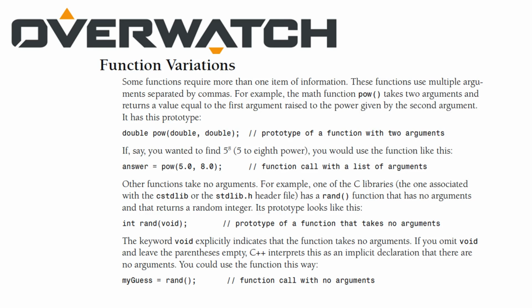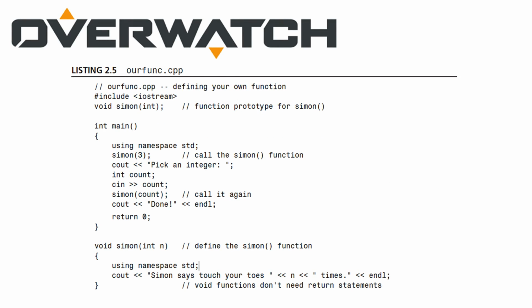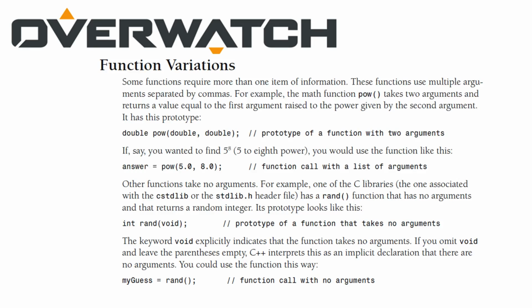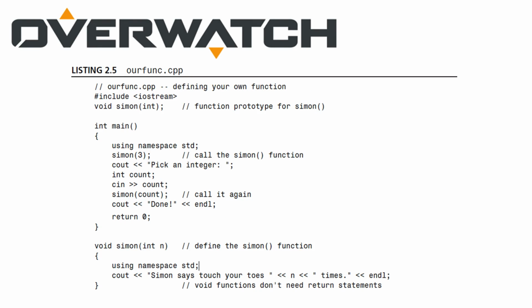We're going to get into prototypes more. Briefly, if you do have multiple arguments, like look here, for answer equals power of 5.0 to 8, you just separate them by commas. And keep in mind that not every function call has arguments that you pass to it.